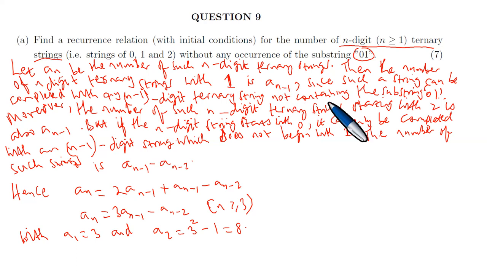Why is it a sub n minus 1? Since such a string can be completed with any n minus 1 digit ternary string not containing the substring 0, 1. Yes, because we're not supposed to have the 0, 1. Right, next.